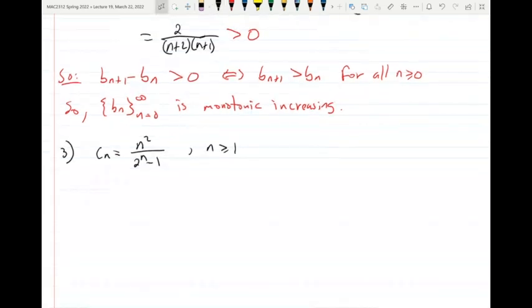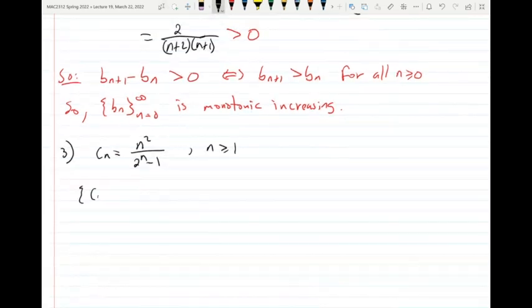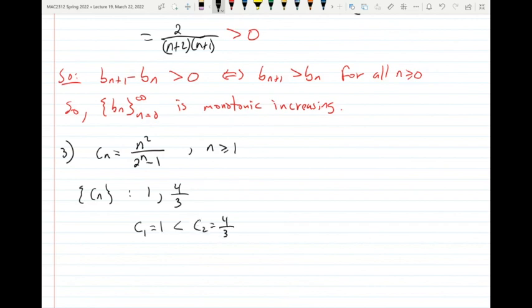We actually looked at this sequence before, last time. So let's see what are the first few terms. When n is equal to 1, we get 1. When n is equal to 2, we get 4 over 3. So what just happened here? Notice that C1 is equal to 1, which is smaller than C2. So our sequence just went up, right?